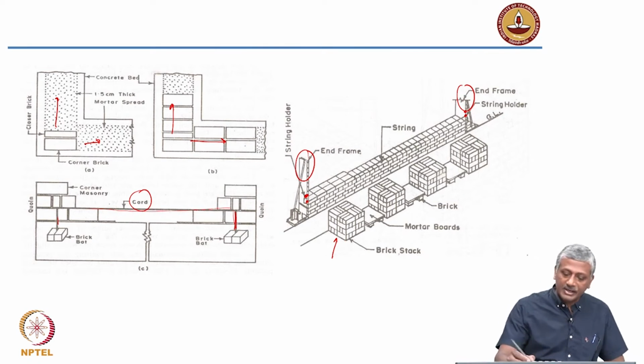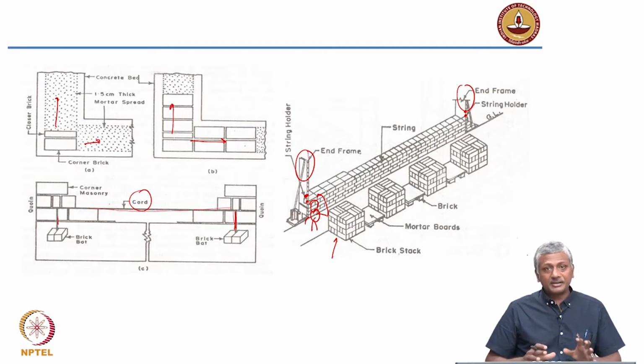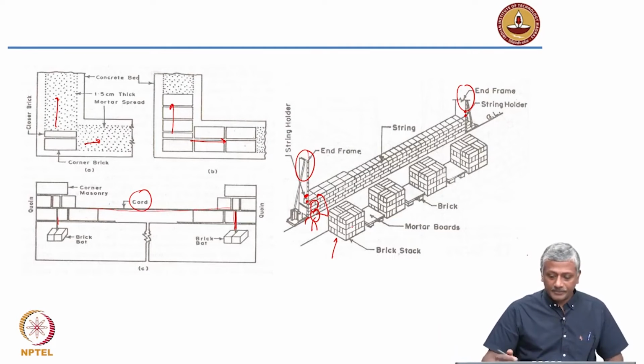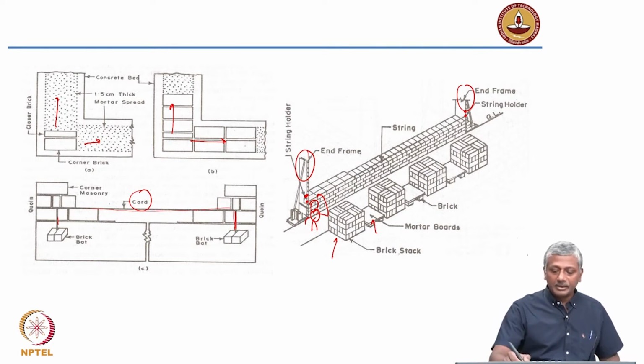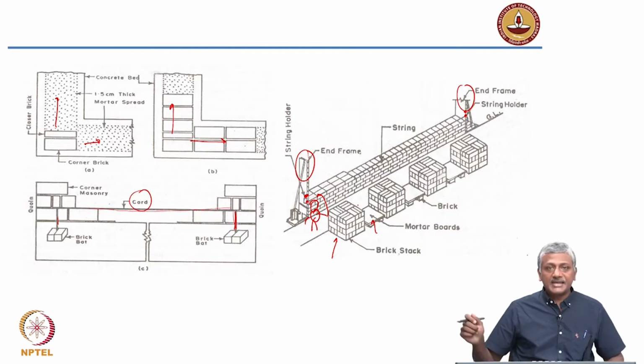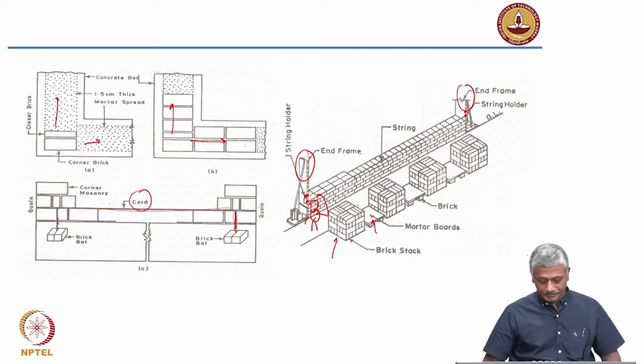These are the bricks which have been stacked on the side. The mason would stand here, pick up the brick and then lay it here. This is a typical arrangement of stacking the bricks so that many bricks can be stacked together. And these in between are mortar boards or containers on which the mortar will be mixed and kept, so that the mason will have easy access to the brick as well as use the trowel to lift the mortar and put it in place.